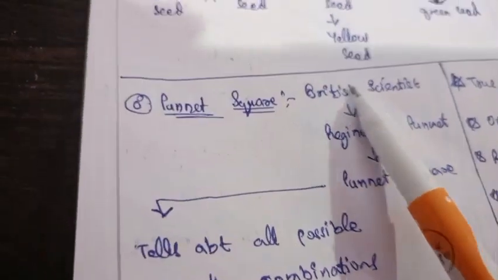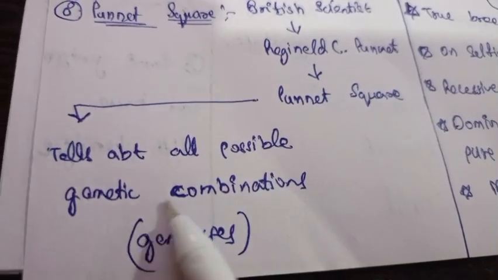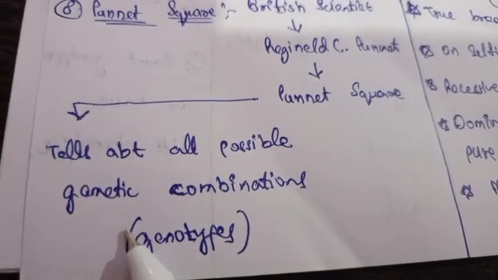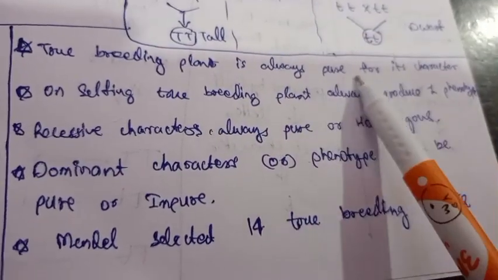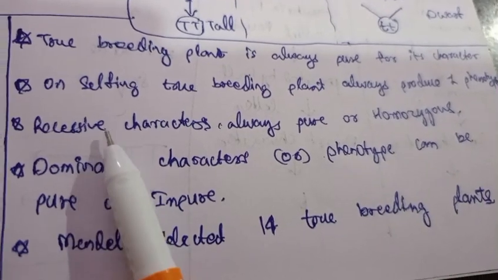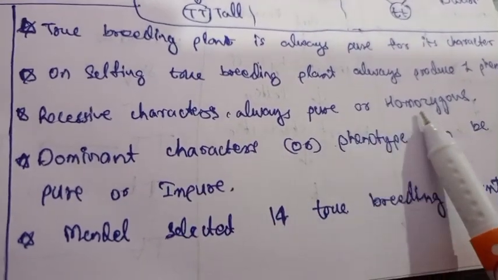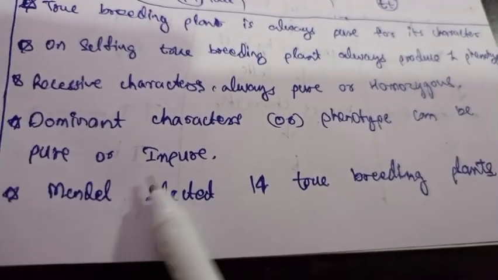Punnett square was given by British scientist Reginald C. Punnett. Punnett square tells about all possible genetic combinations, genotypes. A true breeding plant is always pure for its characters. On selfing, a true breeding plant always produces one phenotype. Recessive characters are always pure or homozygous. Dominant characters of phenotype can be pure or impure.